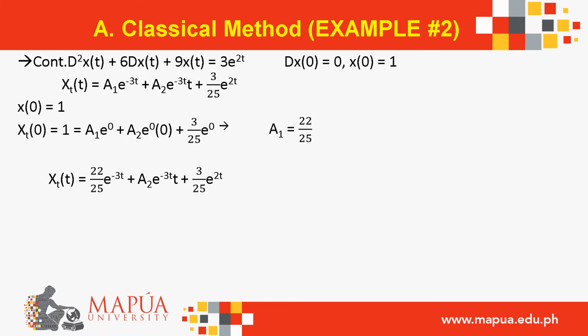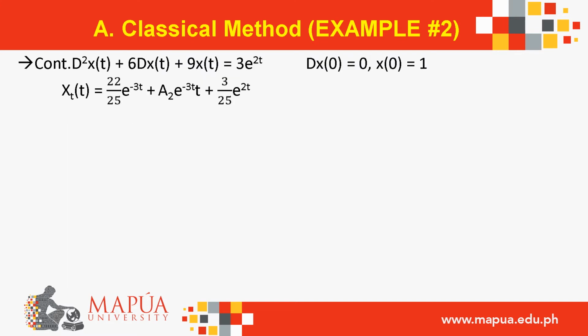Therefore, updating for the total solution, x sub t of t is equal to 22 over 25 e raised to negative 3t plus a sub 2 e raised to negative 3t multiplied by t plus 3 over 25 e raised to 2t. On the other hand, by using another initial condition, x prime of 0 is equal to 0, we now get the first derivative of the equation set earlier.